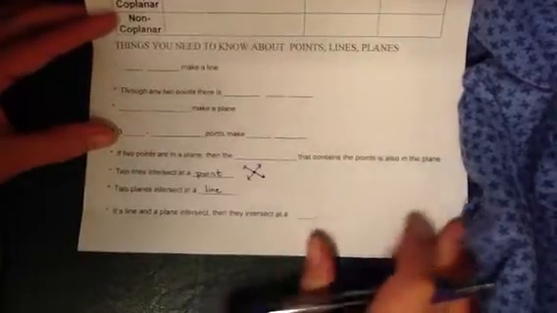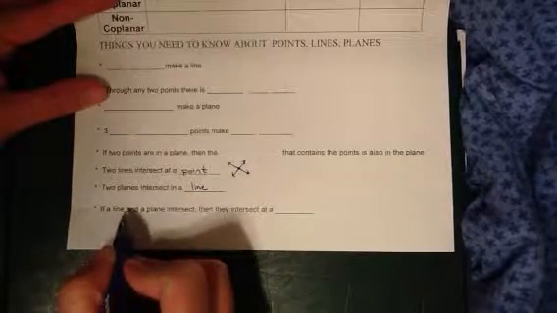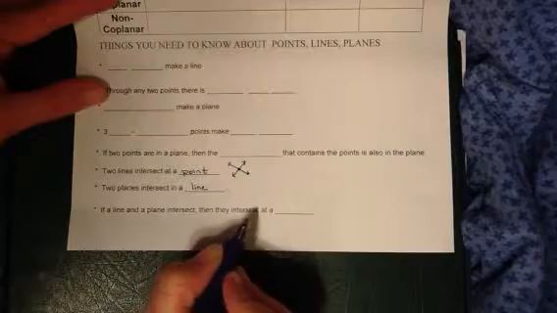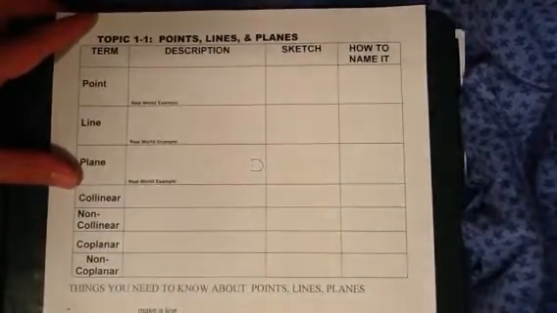Then it says two planes intersect in a line. Well, if you think about me taking this paper and then touching it down to this folder, notice that it would create a line right here where it touches. So down here at the bottom, we would say two planes intersect to form a line. And then if a line and a plane intersect, this piece of paper would be a plane surface. If I take this pen and I drop it down, notice it creates a point. So therefore, a line and a plane intersect at a point.